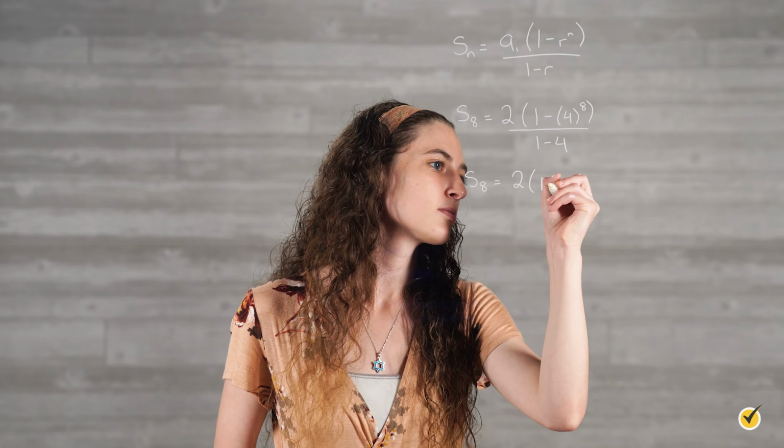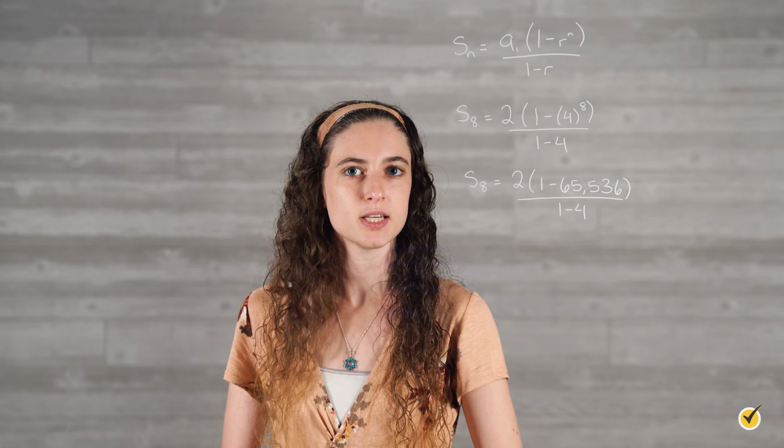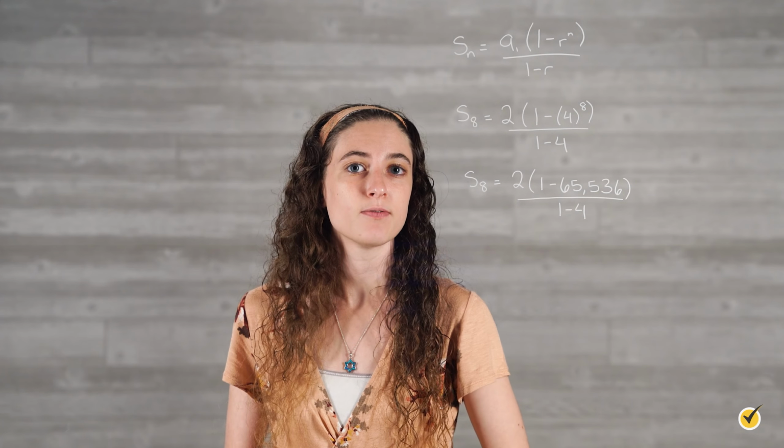From here, we can solve the equation using the order of operations. First, we need to simplify the exponent inside the parentheses. Since 4 to the 8th equals 65,536, we can rewrite the equation without an exponent. From here, we can solve the expression in parentheses. 1 minus 65,536 equals negative 65,535. So we can rewrite the equation again.